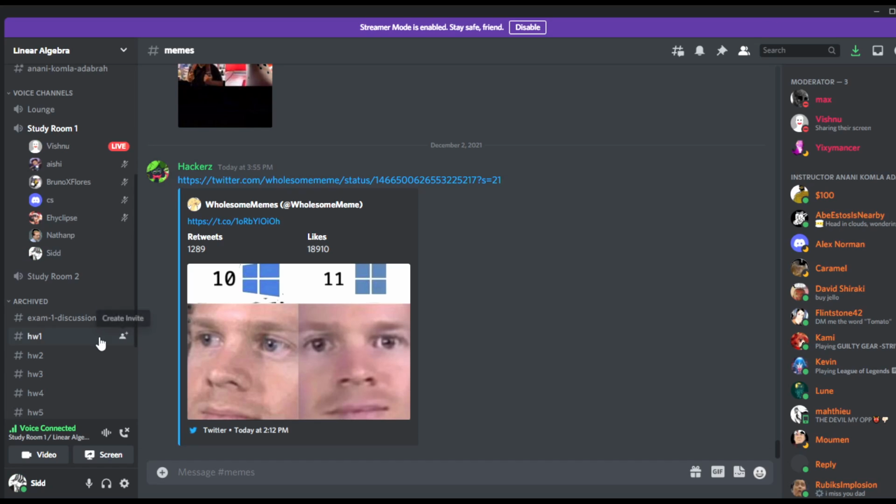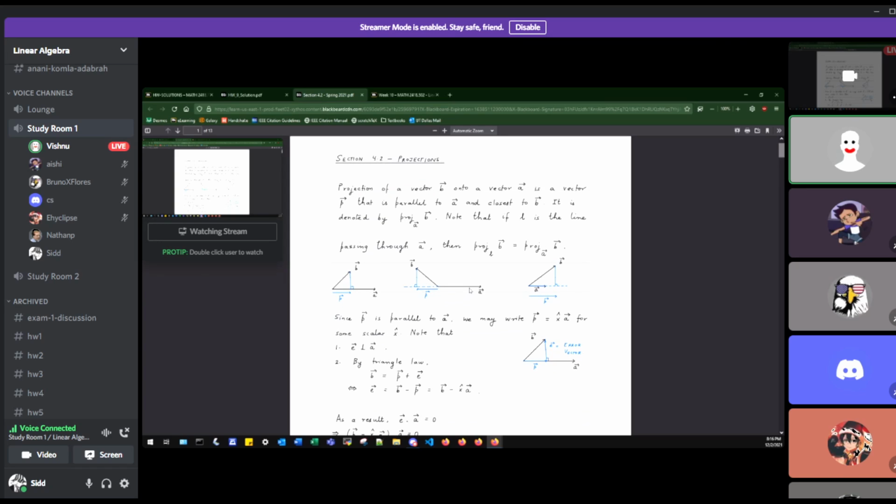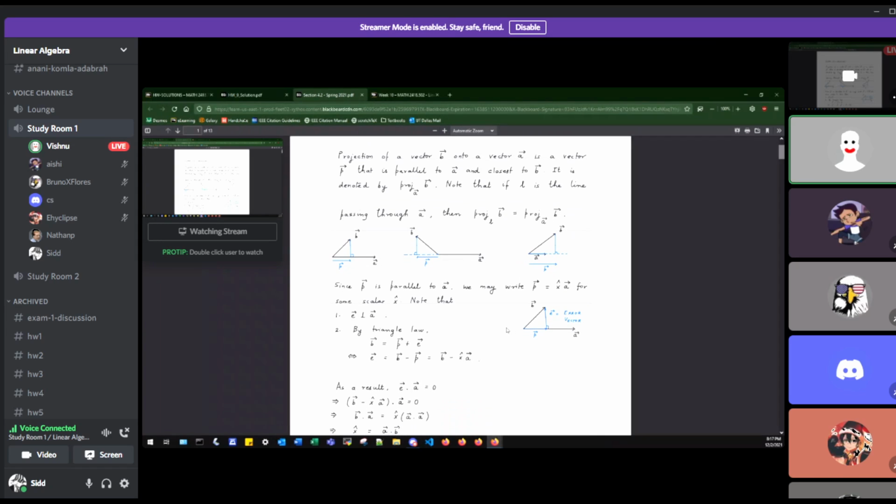Yeah, okay. So this is section 4.2, covering projections. This is a review from Math 2415, but the projection of a vector onto another vector is another vector that's parallel. Okay, I should probably name these vectors. The projection of vector B onto vector A is a vector that's parallel to A, but it's basically the shadow of B onto A.